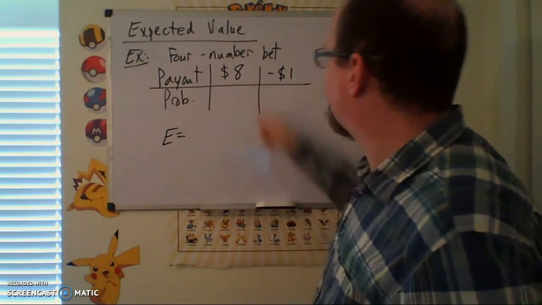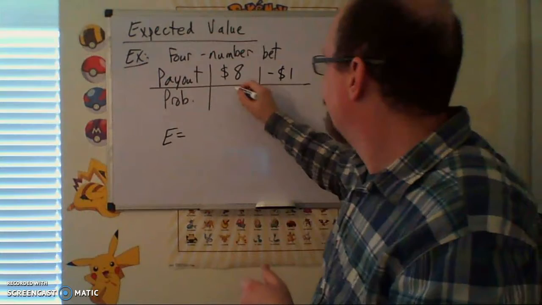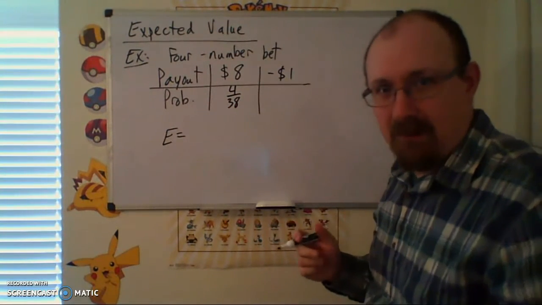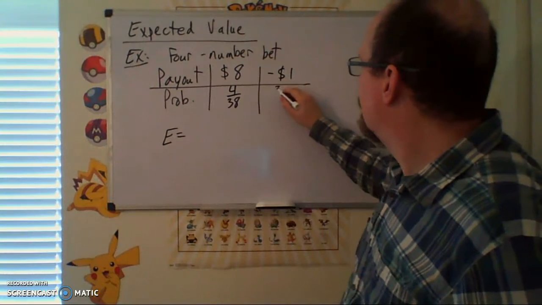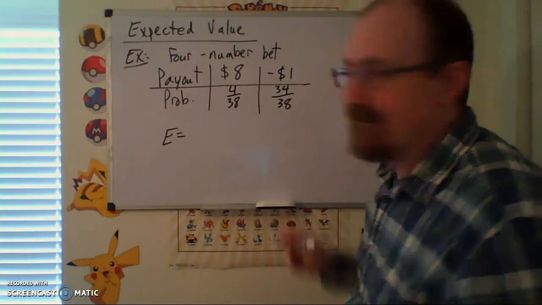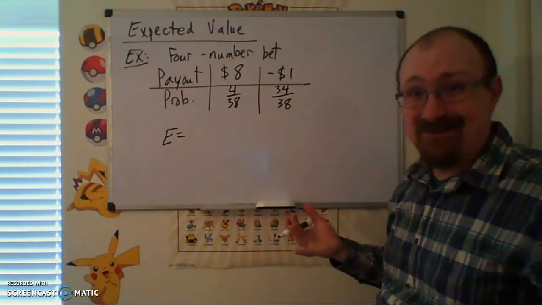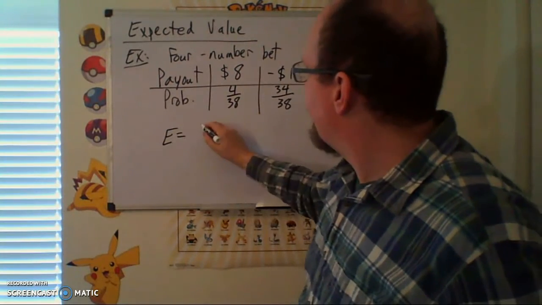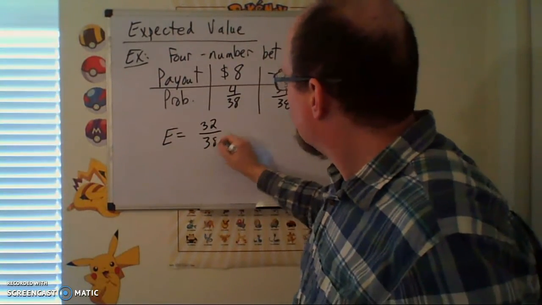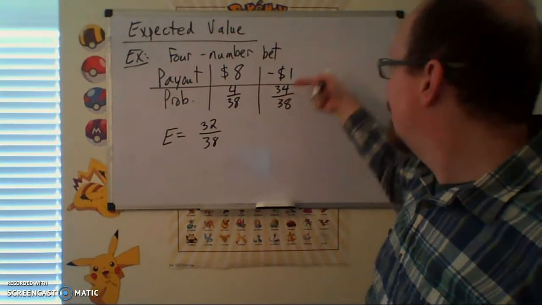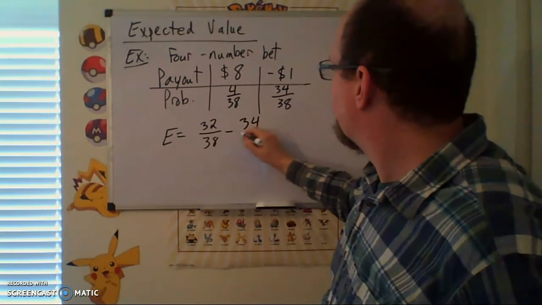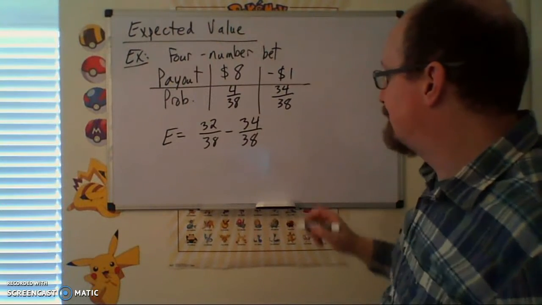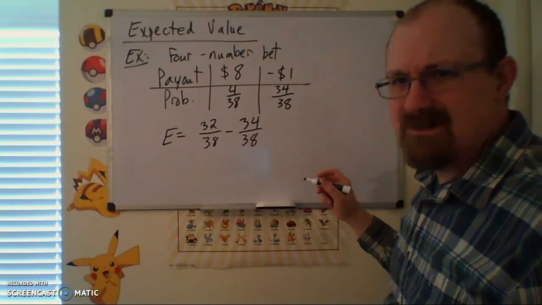Now, as it turns out, we're covering 4 numbers. So there is a 4/38 probability we win, and every other number is a loss. Again, remember the probabilities inside this table should add up to 1 when it's all said and done. All right, so multiplying down, these give me 32 over 38 minus 34 over 38 from the second part of my table, and we're back where we started.